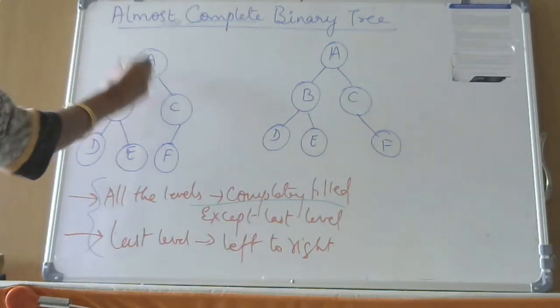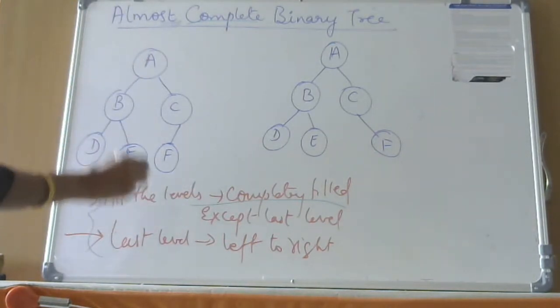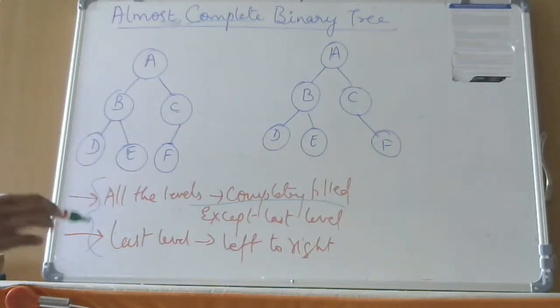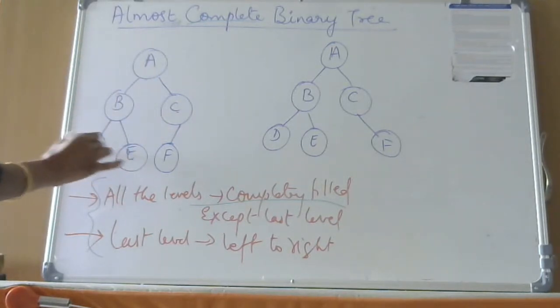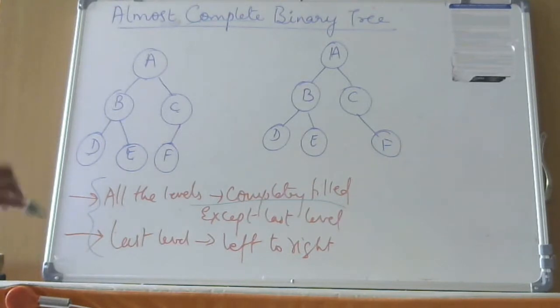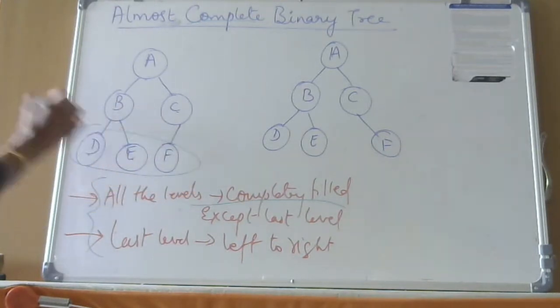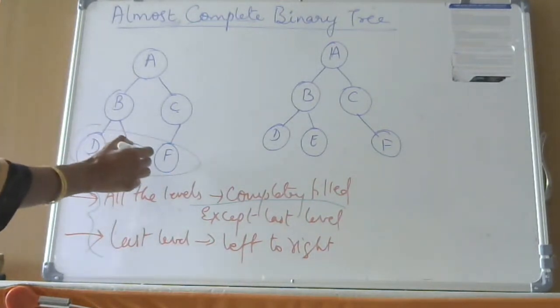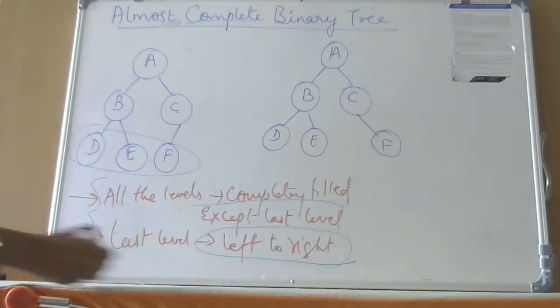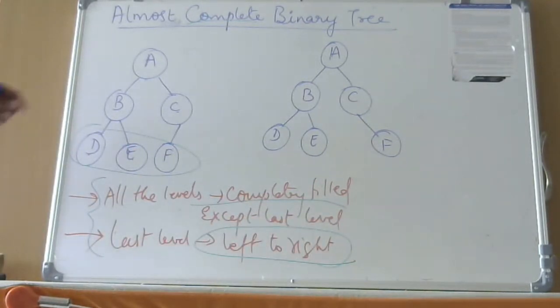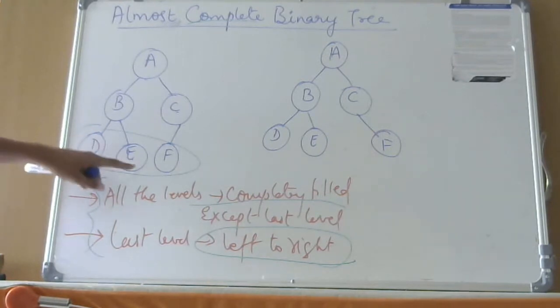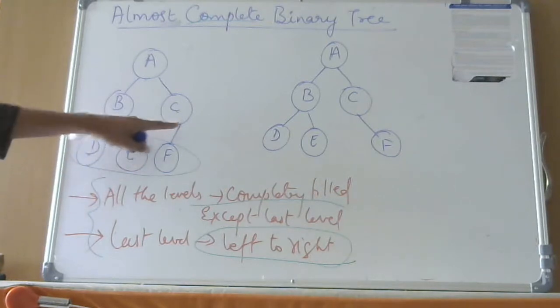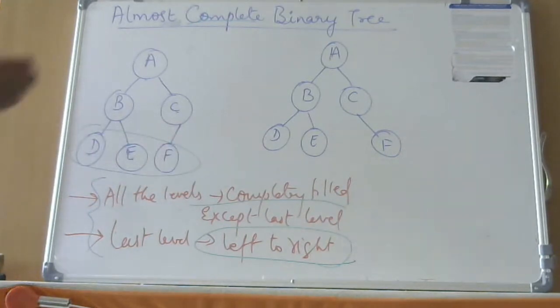Now, this is node A. All the levels should be completely filled. A has two children. It is completely filled. B has two children, completely filled. Last level is what? This one. Except the last level, all other levels should be filled. This last level, what is the condition? It should be filled strictly from left to right. That means only if a left child exists, there can be a right also. Left is there, right is also there. Here also left is there, but right is not there. So it is actually an almost complete binary tree.